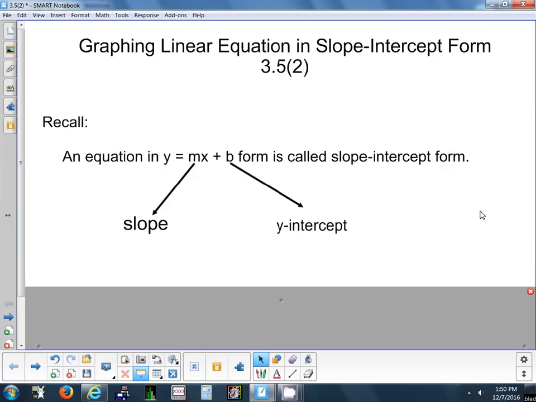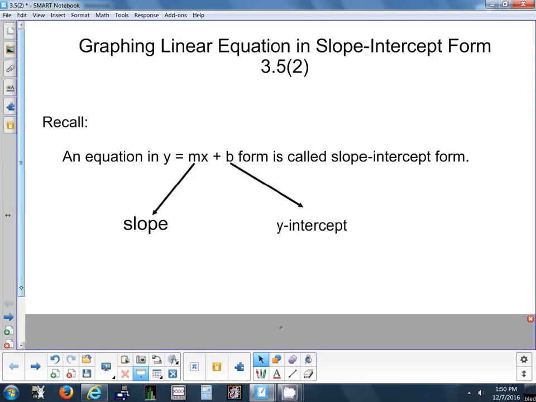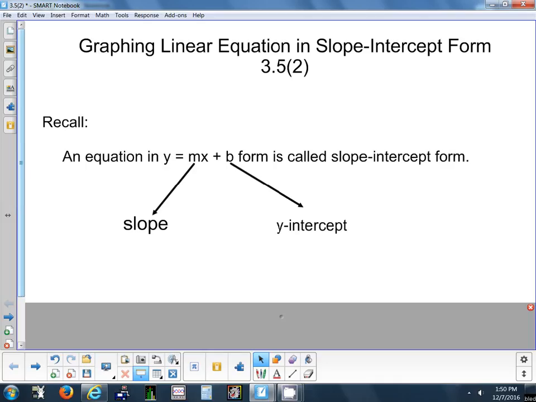Okay, Mr. Roy just went over a couple different ways you can find the slope: rise over run, or y2 minus y1 over x2 minus x1. Okay, is that the only way to write the equation of a line? What do you think? Is that the only way that you can write the equation of a line?